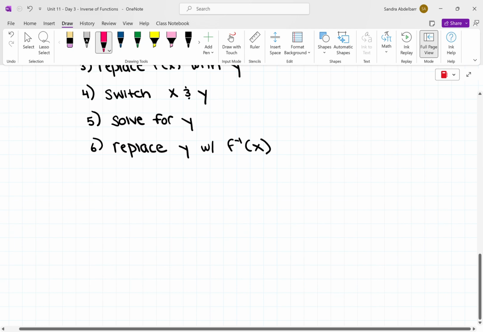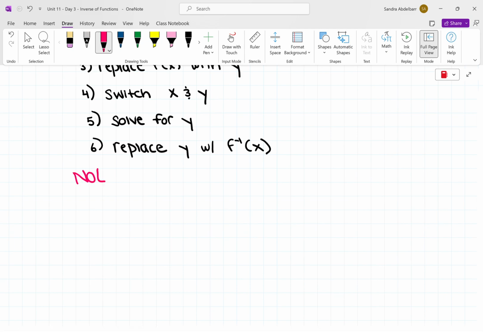Okay, we're also going to just make a special note, which we discussed but did not write down. Not all inverses are functions.